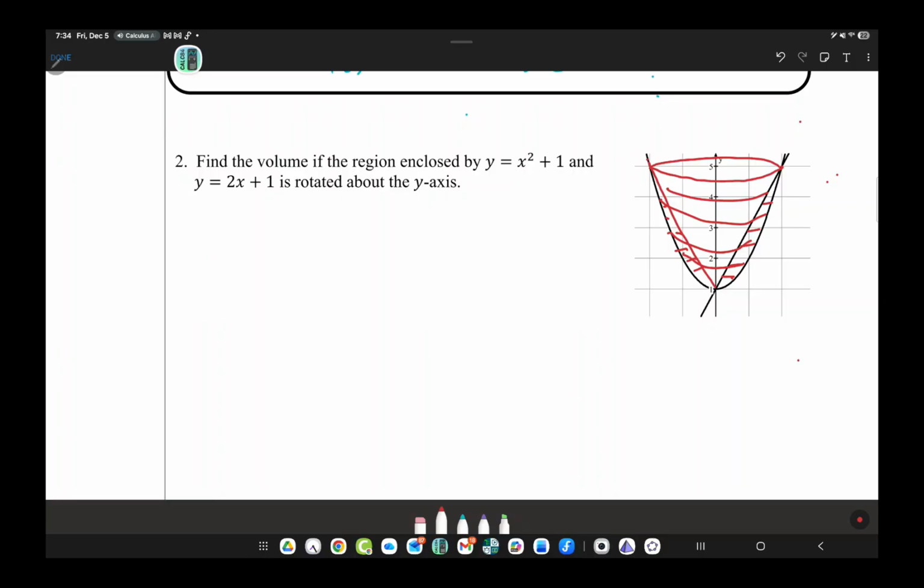All right. Now, if we're rotating around the y-axis, what must our function be in terms of? Yeah, it needs to be in terms of y. So here, for the first one, if we subtract 1 over, we get y minus 1 equals x squared. So x equals plus or minus square root of y minus 1. Now, since we are revolving only this side of the function, I'm not going to worry about the negative, just the positive. If I was revolving the other side of the function around, then yes, I would worry about the negative and not worry about the positive.